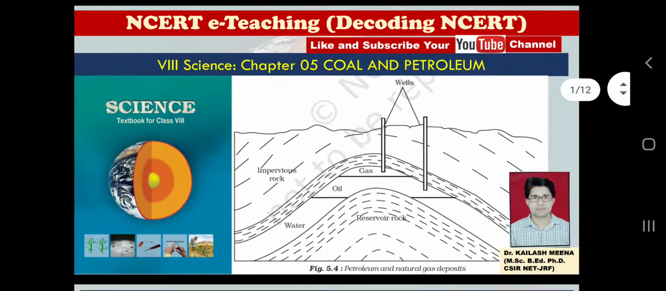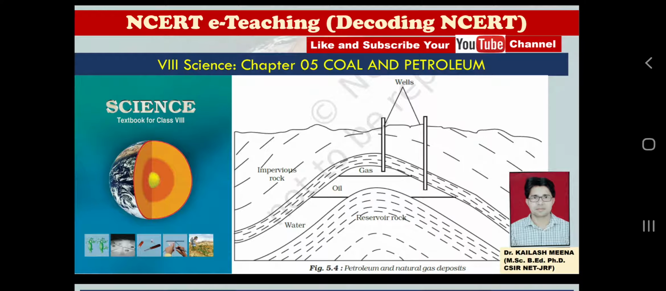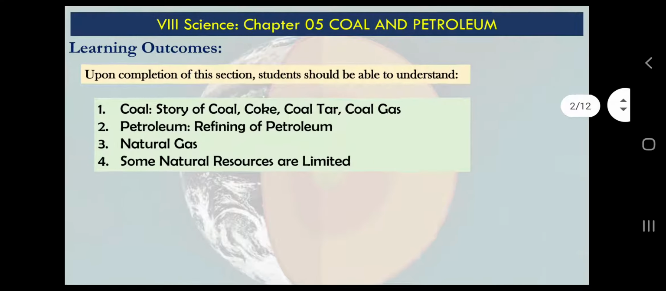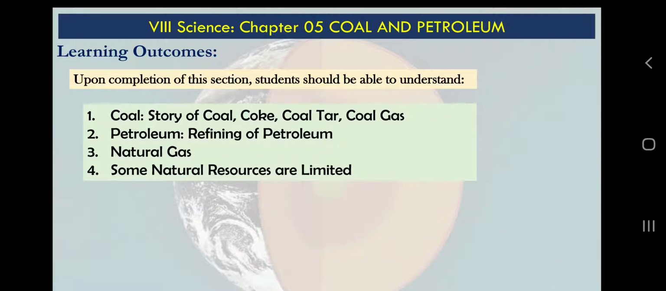Today I am going to discuss chapter number 5 from class 8 science, which is coal and petroleum. In this chapter we will learn about coal, the story of coal, coke, coal tar and coal gas are some products.